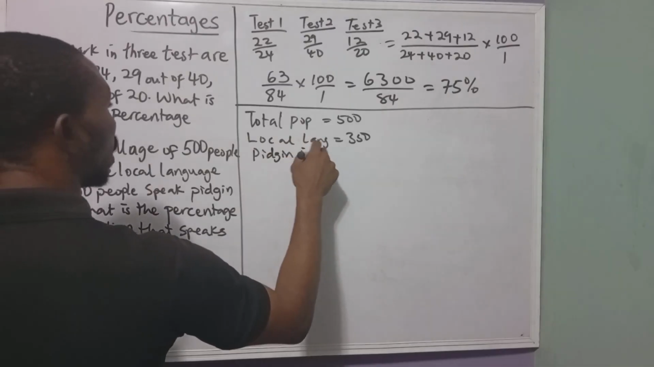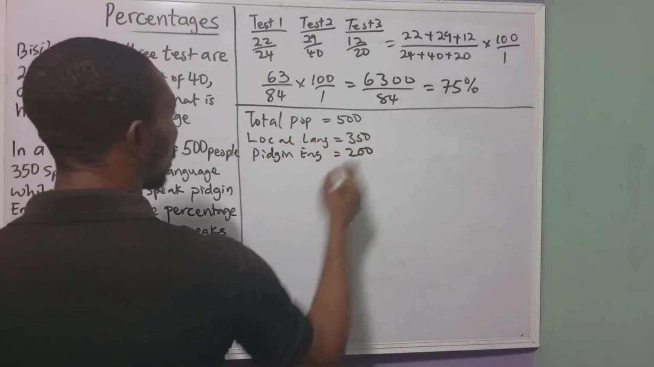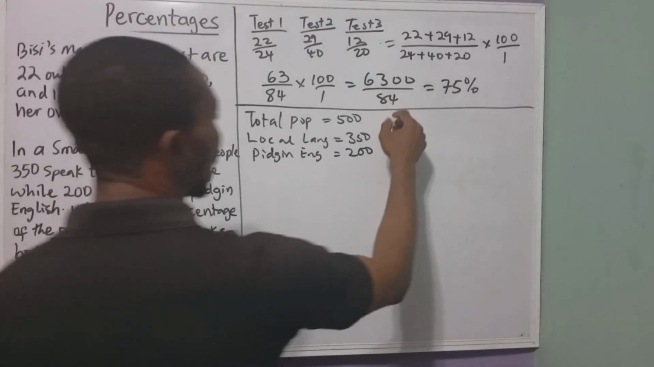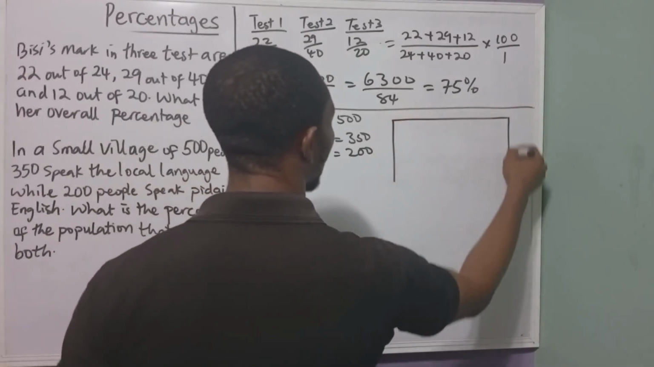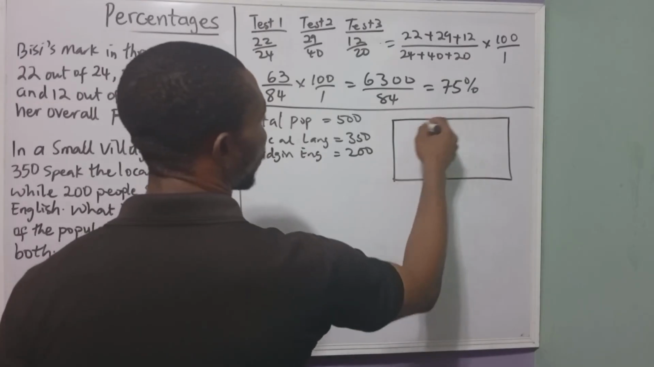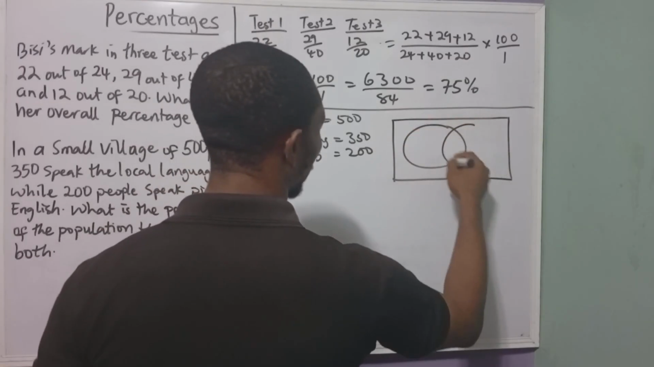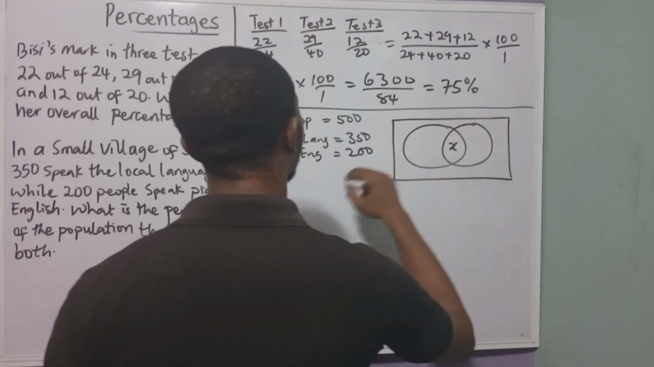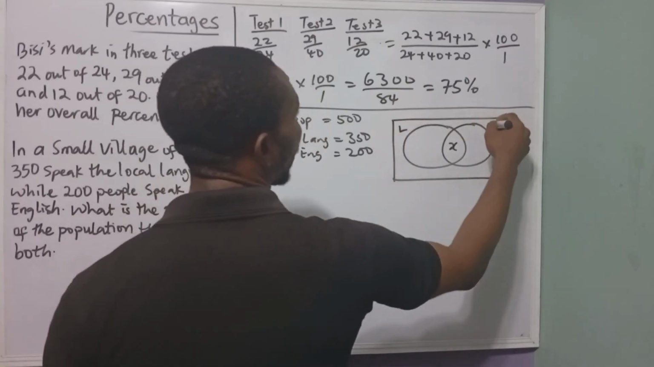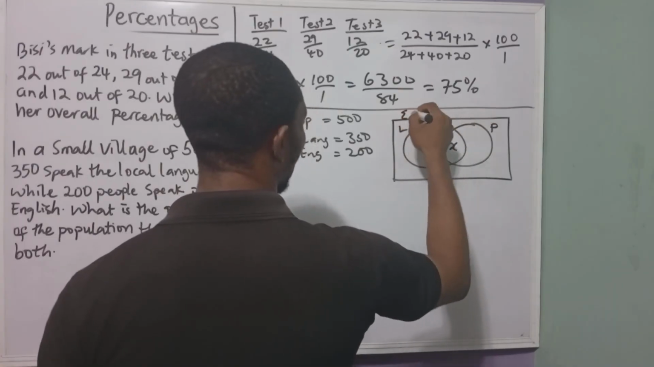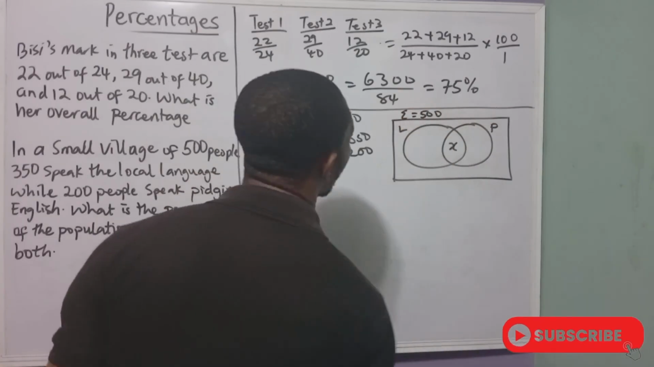Pidgin English is 200. Okay, so now looking at its set, that means there's an intersection between both. So this is x, this is local, and this is Pidgin English. Our universal set is 500.